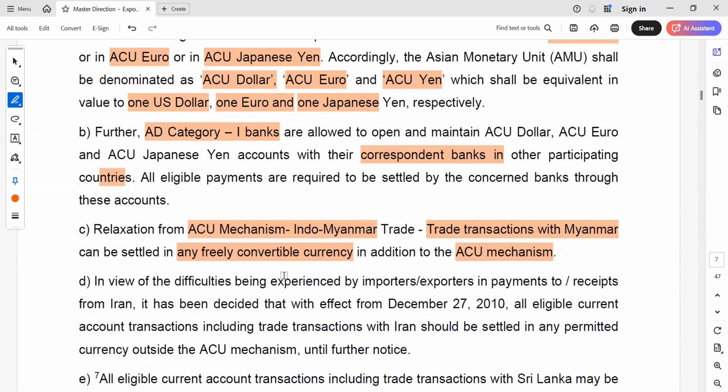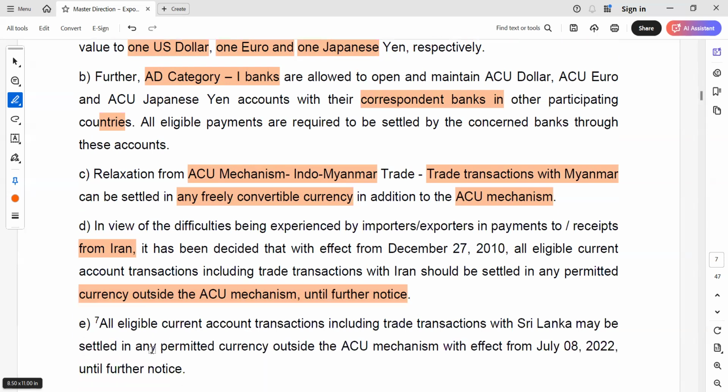In view of the difficulty being experienced by importers and exporters in payment to and receipt from Iran, it has been decided that with effect from 27 December 2010, all eligible current account transactions, including trade transactions with Iran, should be settled in any permitted currency outside the ACU mechanism until further notice. तो ईरान के लिए अगर कोई एक्सपोर्ट कर रहा है then in that case they can get the amount in any currency. It can be INR also.